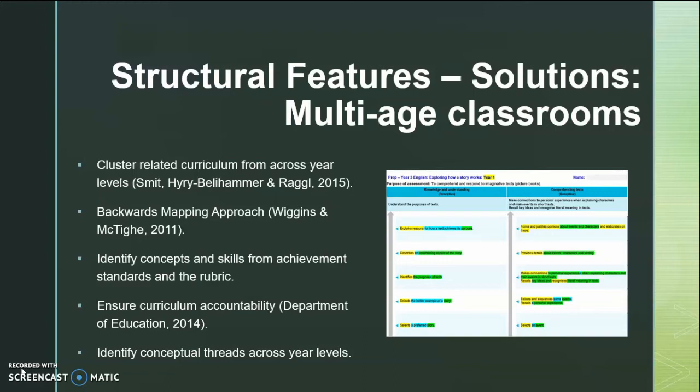To do this, the backwards mapping approach was utilised. This involved identifying the concepts and skills students needed to learn from the achievement standards and the rubric, and then identifying conceptual threads across year levels. The Department of Education 2014 reinforces this approach for multi-age classrooms to ensure curriculum accountability.